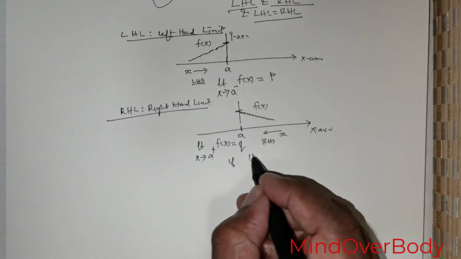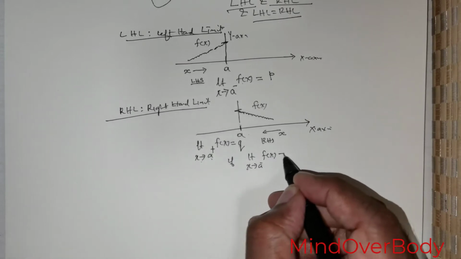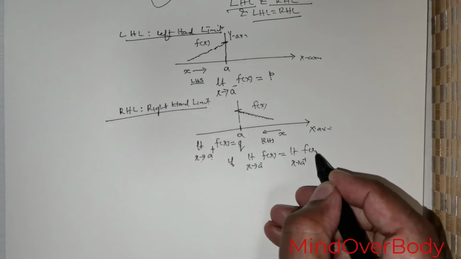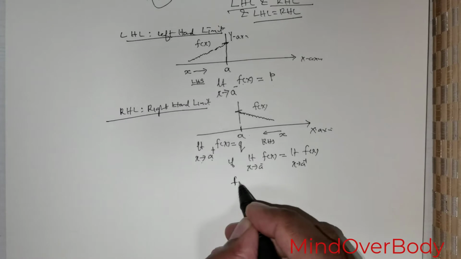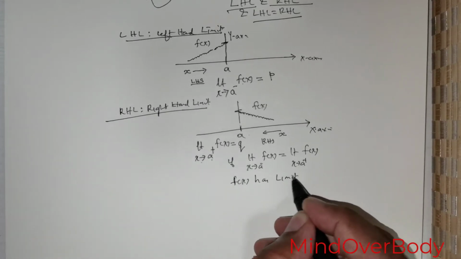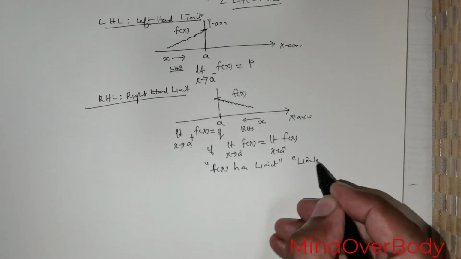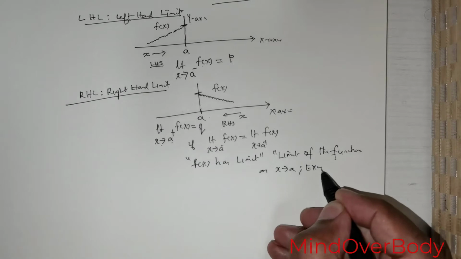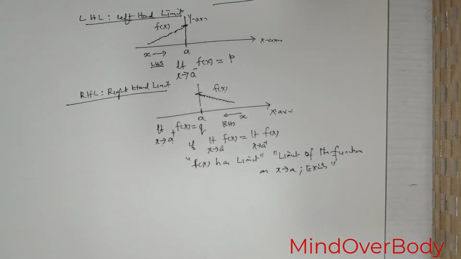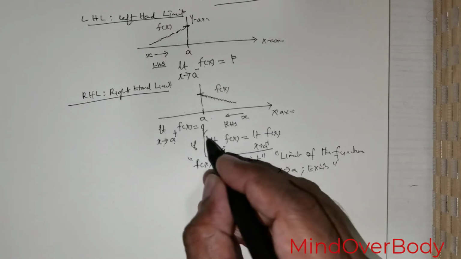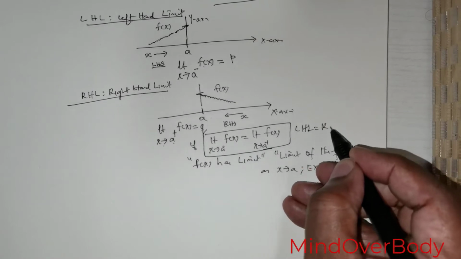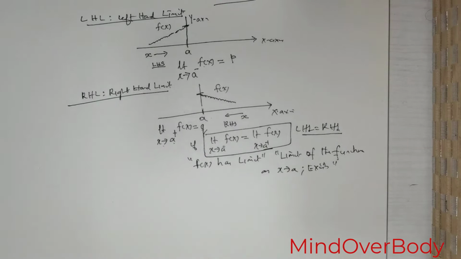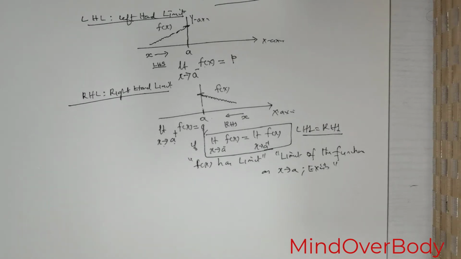Now if limit x tending to a negative of f of x is equal to limit x tending to a positive of f of x, then we say f of x has a limit. In other words, we say the limit of the function as x approaches a exists. Okay, so this is how we state it. And what is the requirement? The requirement is that the left hand limit should be equal to the right hand limit. Now the best way to understand any concept is by example, and so we will embark on doing examples and understanding this concept better.